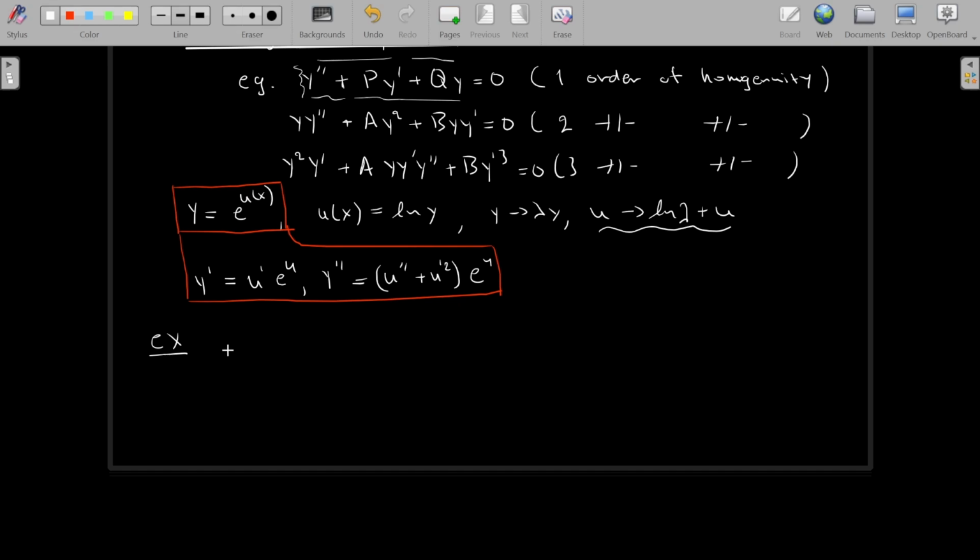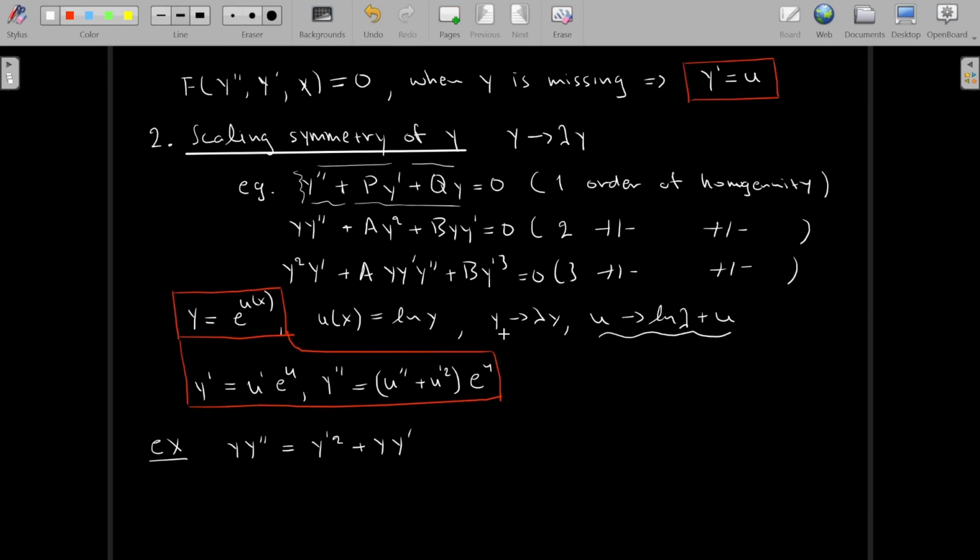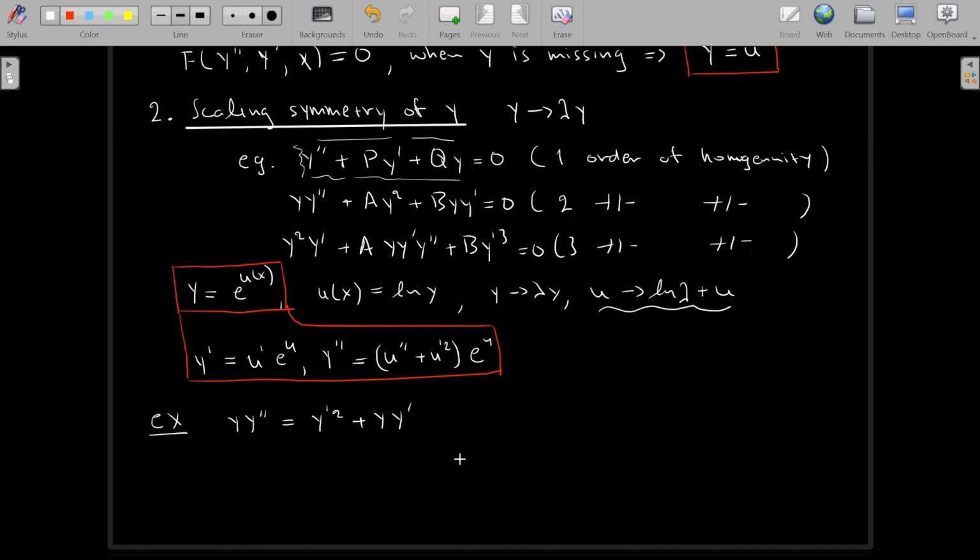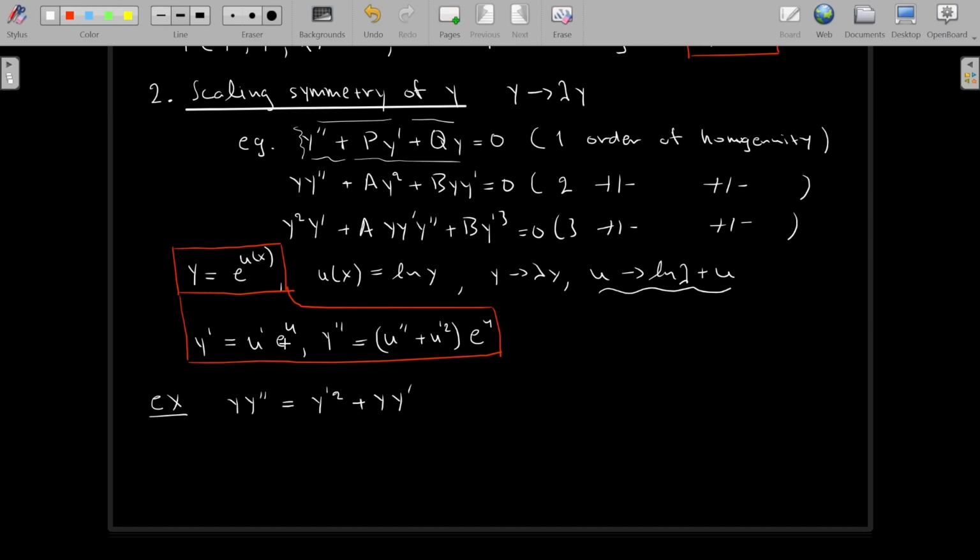So let's say we have y y double prime is equal to y prime squared plus y prime y. Now, there are two y's here, two y's here, two y's here. It doesn't matter that they're derivatives. Think of it as each one providing a lambda when there is a scaling of y. So lambda squared is going to get dropped from each term, right? So we are indeed in the case of the scaling symmetry of y in this differential equation.